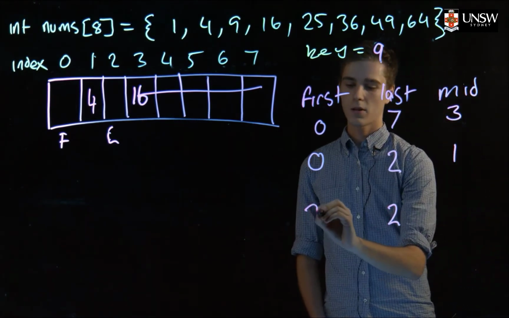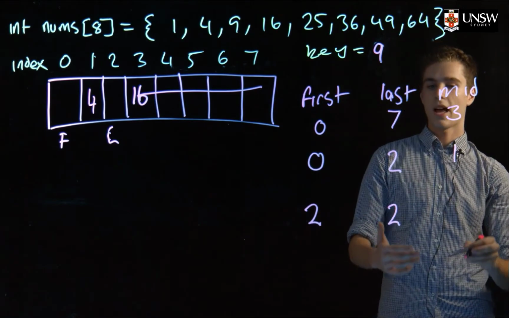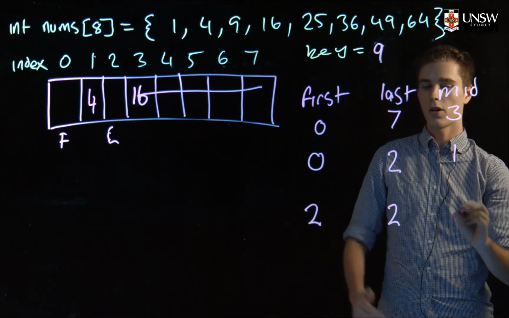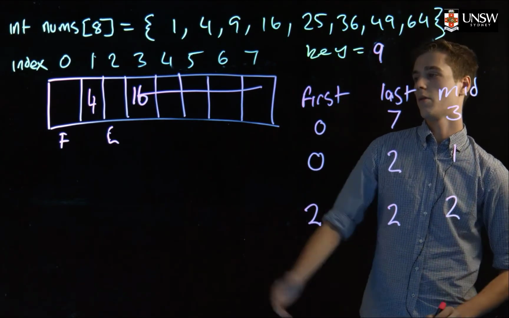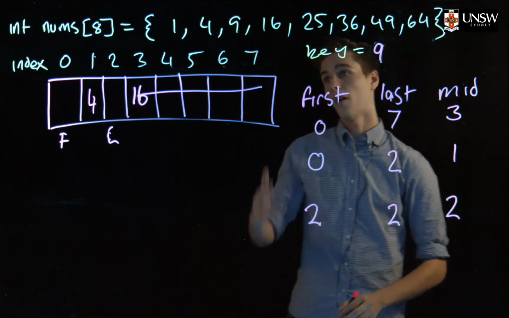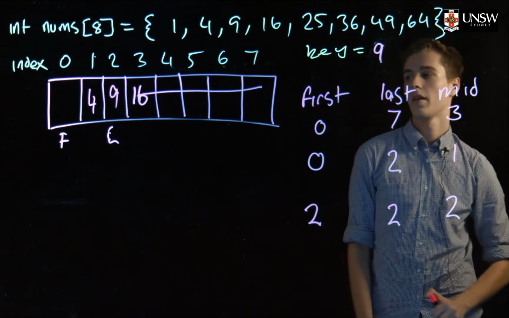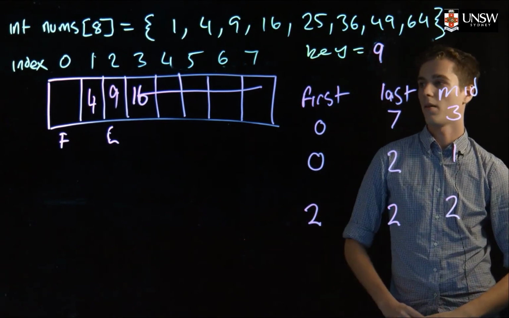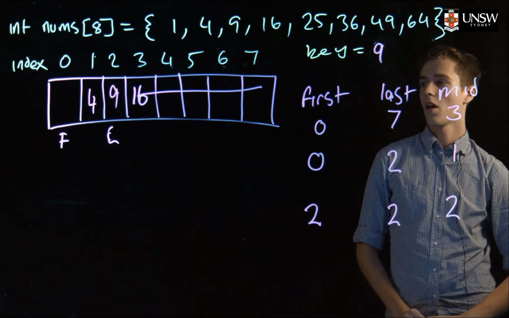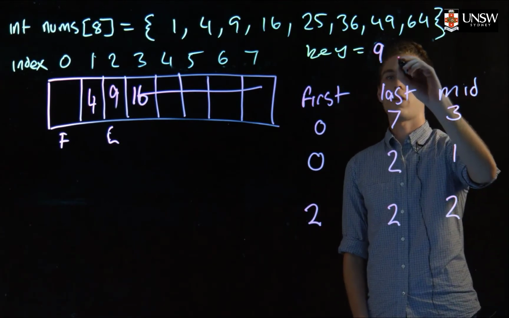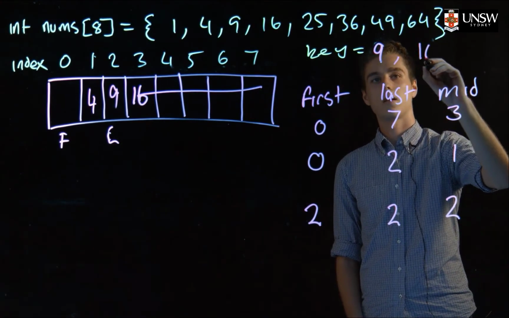So our first becomes 2, and that means our mid, which is the average of 2 and 2, is also 2. So we're going to be checking this box here, and we find at index 2 we have 9, which is our key. So we could stop here and print out a success message. What I want to try though is say, what happens if our key was 10?